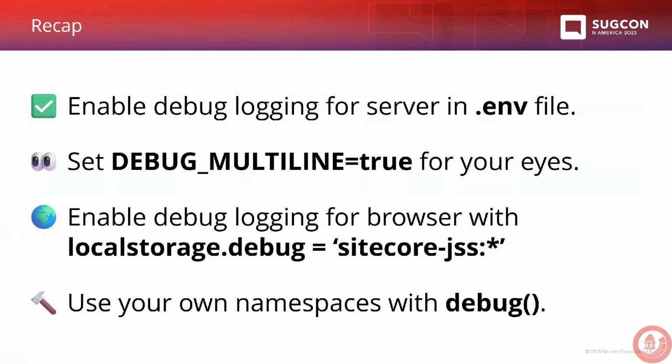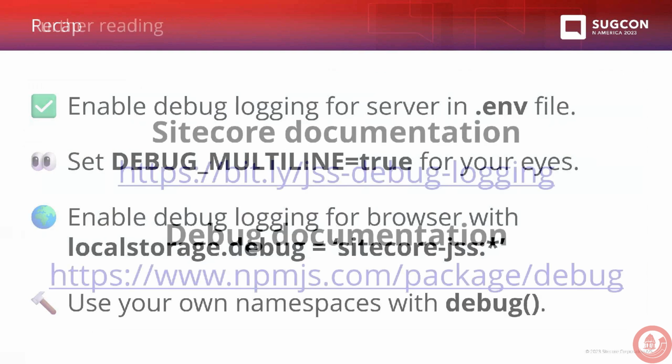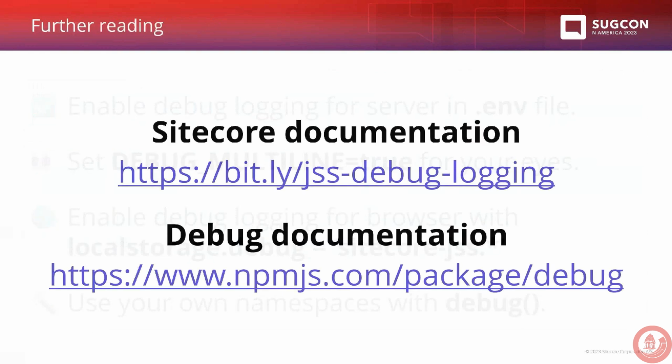So if you want to make your own application specific namespaces, you can use that debug package to do that on your own. And there's some really good documentation on the npm.js site about how you can create your own namespaces. So I highly recommend checking that out. And then Sitecore has got really good documentation on the debug logging as well, again, covering all those filters that I pointed out and so forth.